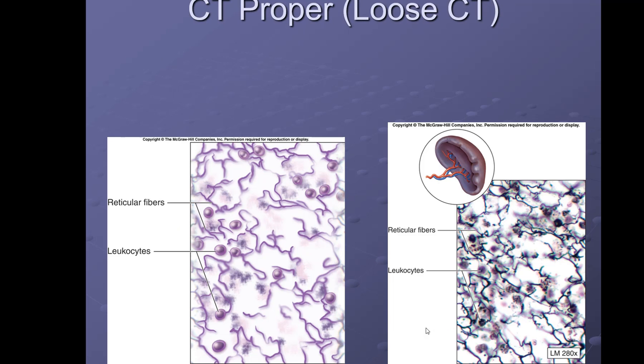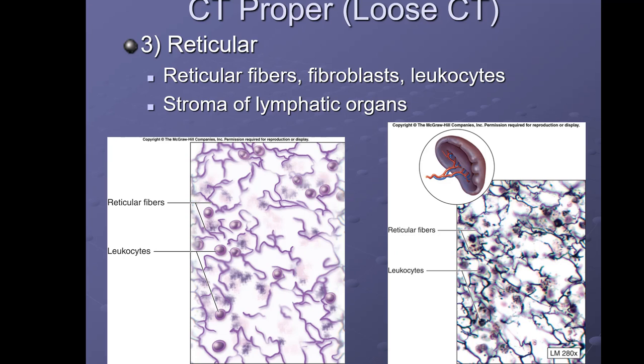And the last tissue under loose is reticular, and it contains reticular fibers, some leukocytes, which are white blood cells, and fibroblasts are common in there too. Like we said earlier, it forms the stroma of lymphatic organs, or its supporting framework. Identification-wise, it always looks like dark, stringy-looking fibers. So just kind of twisted little fibers, and that is the identifiable feature of reticular tissue. So those dark, stringy-looking fibers.